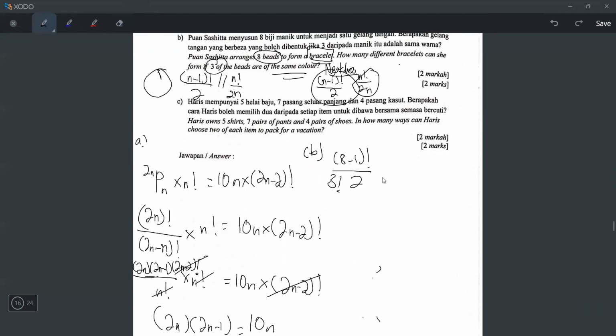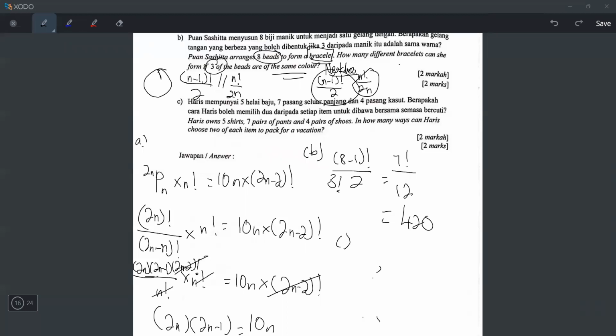Okay, so what I will do here is I will get 7 factorial. The down part I will press 3 factorial times 2. So 12. All right. And then now I will press 7 factorial times 2, divide 12. So 420. Okay. So that's the correct way to do it. Okay. So I hope you understand.